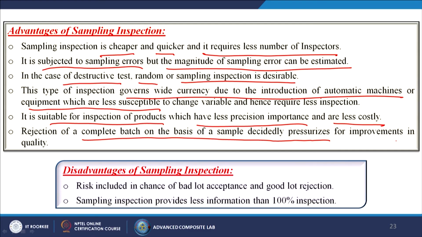Disadvantages of sampling inspection: there is a risk involved in the chance of bad lot acceptance and good lot rejection. There is always a risk factor. Sampling inspection provides less information than 100% inspection.